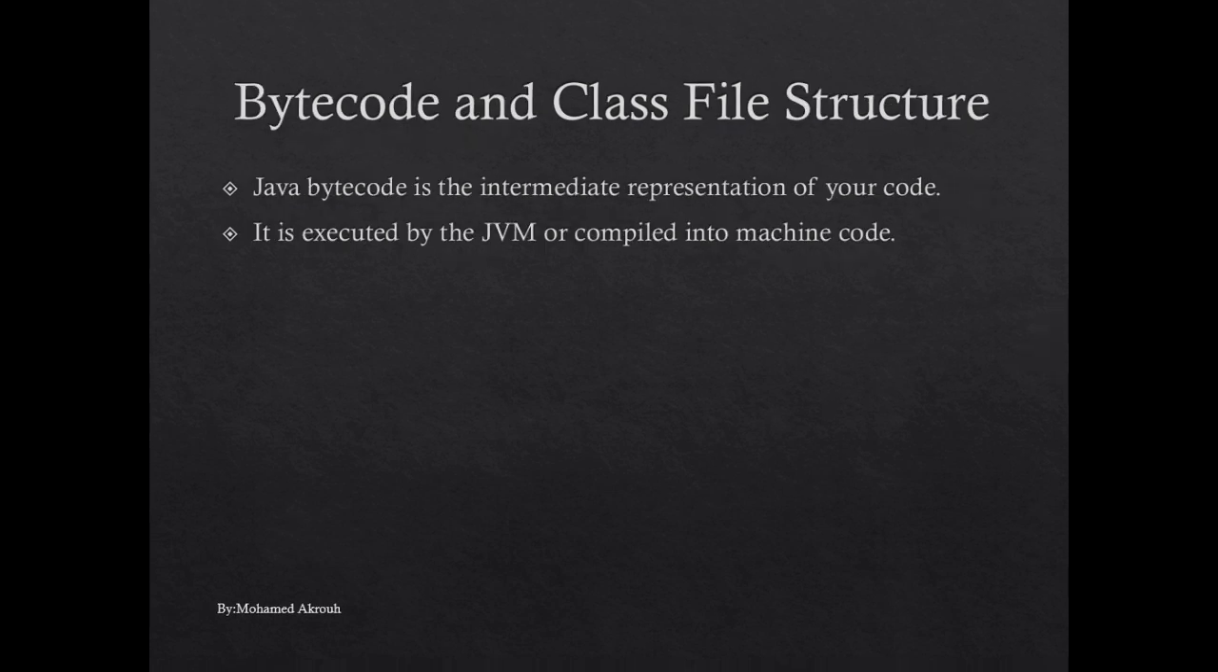When you compile Java code, it is translated into bytecode, which is the intermediate representation that the JVM can interpret or compile into native machine code. Bytecode is essential to the cross-platform nature of Java and is the foundation of how the JVM executes programs.